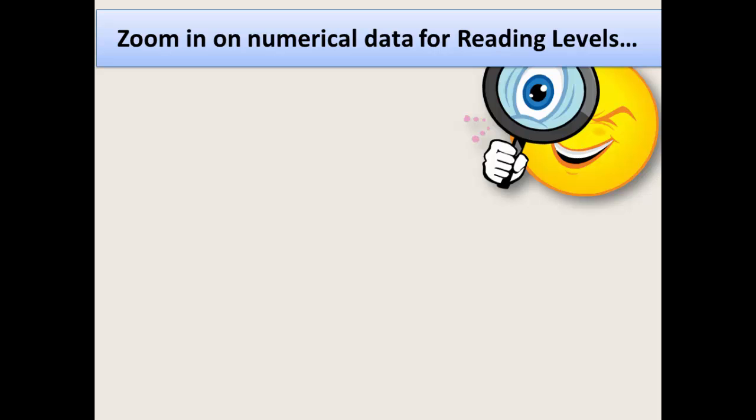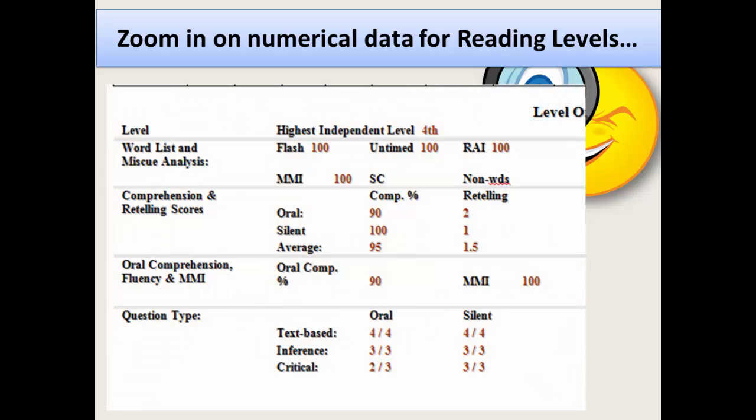Let's look now at reading levels. So what did we say about independent level? It's 4th grade. Notice the information. You get your flash and your RAI and MMI. Here's where you have your comprehension and retelling scores, right?